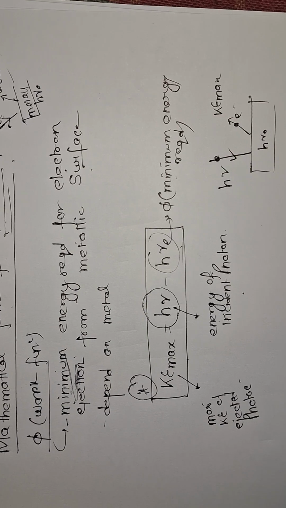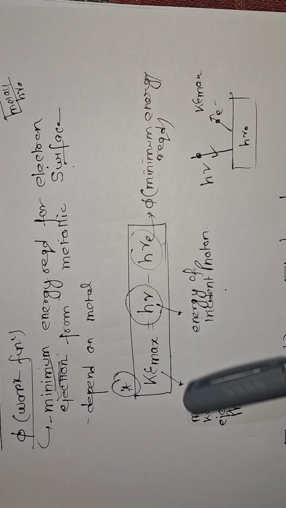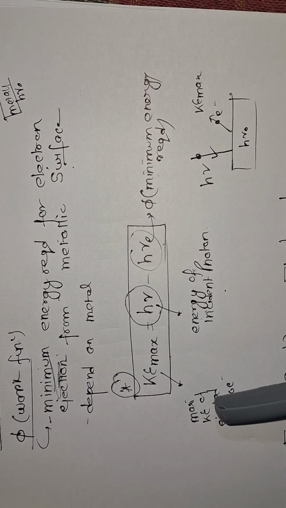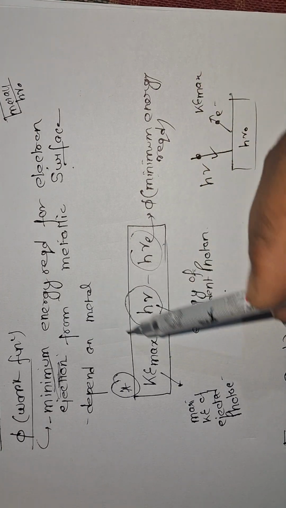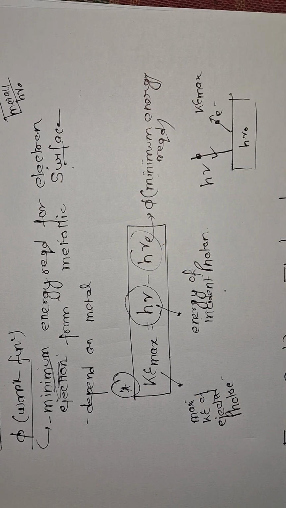Fine. So this we mean by K max equals h nu minus h nu naught, where K max is the maximum kinetic energy. Mind it, this is the maximum kinetic energy of the ejected photoelectron. And obviously this work function depends on the metal; it is an inherent metallic property. Fine.